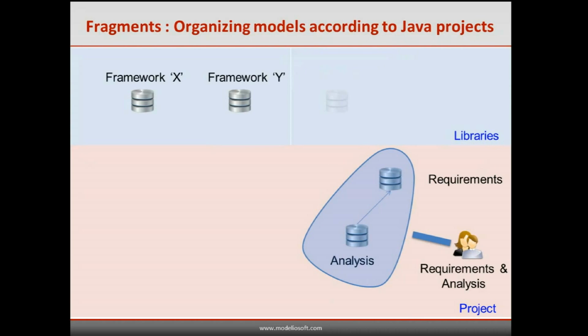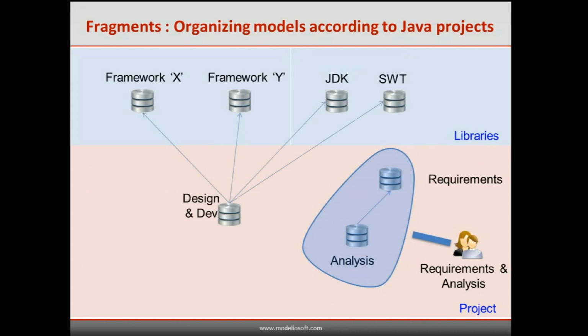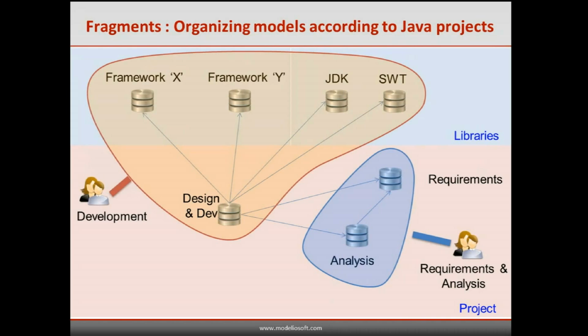Then we come to the development stage, and so we have a new project, a design and development project developed by a separate team, a development team. That team will base its model, its fragment, design and dev, on the requirement fragment and on the analysis fragment. That team will also use Java libraries, which are reversed as models within Modelio, in dedicated fragments. There is a JDK fragment and an SWT fragment. And we state here that we will rely on those fragments, and our model will extend those models. And as you know, in Java, we use many frameworks. Here we use the X and Y frameworks that are defined in different fragments and which are reused by the design and development fragment.